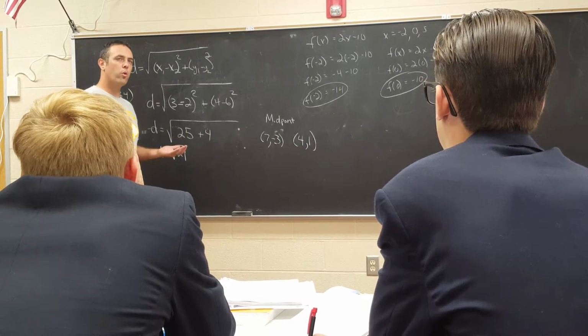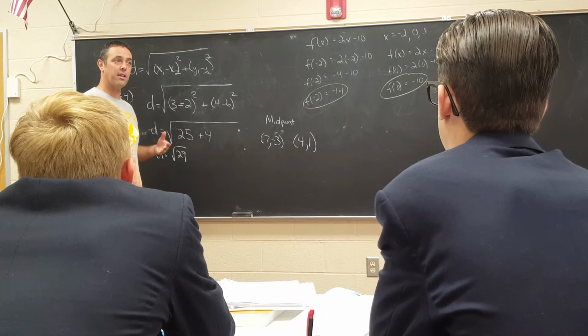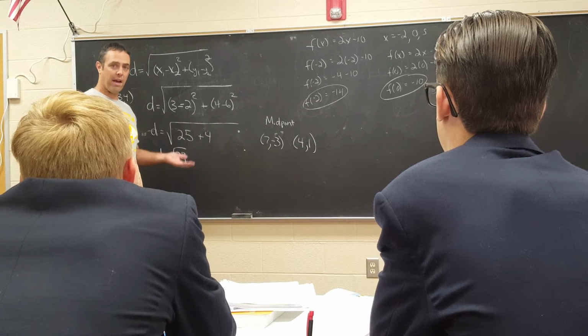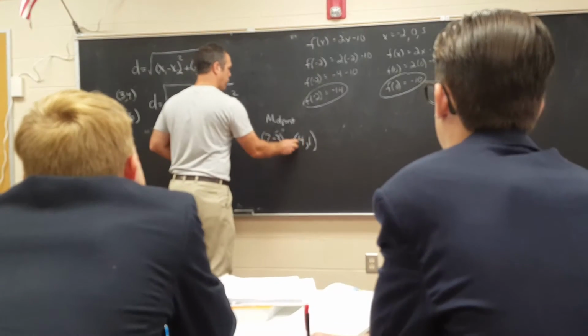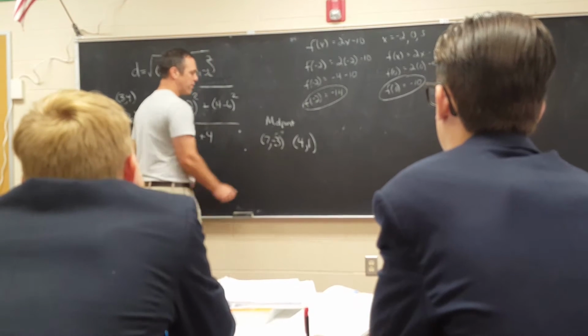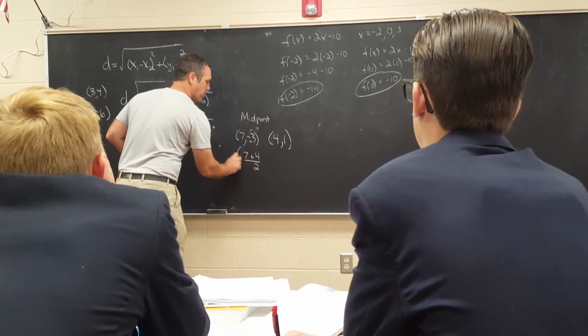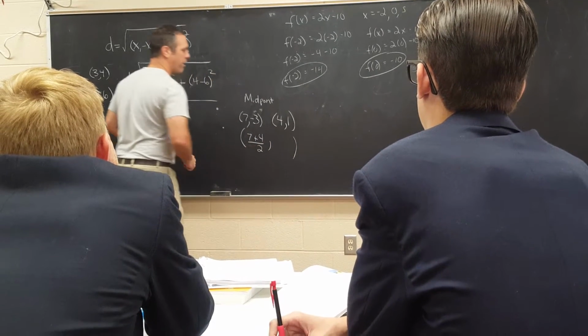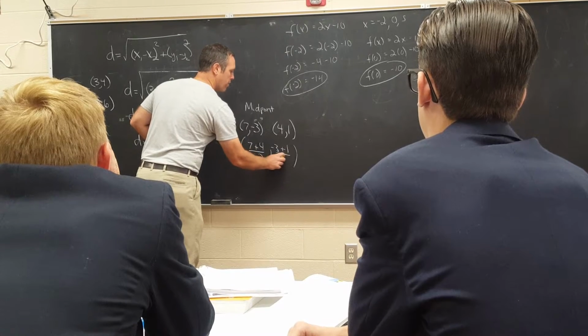Okay. What are we finding? There's a word I use for it. Midpoint is the same as finding average, right? You're just finding the average. If you remember that, find the average of these two numbers. So 7 plus 4 divided by 2 will give me the midpoint of my x. And then negative 3 plus 1 divided by 2 will give me my y.